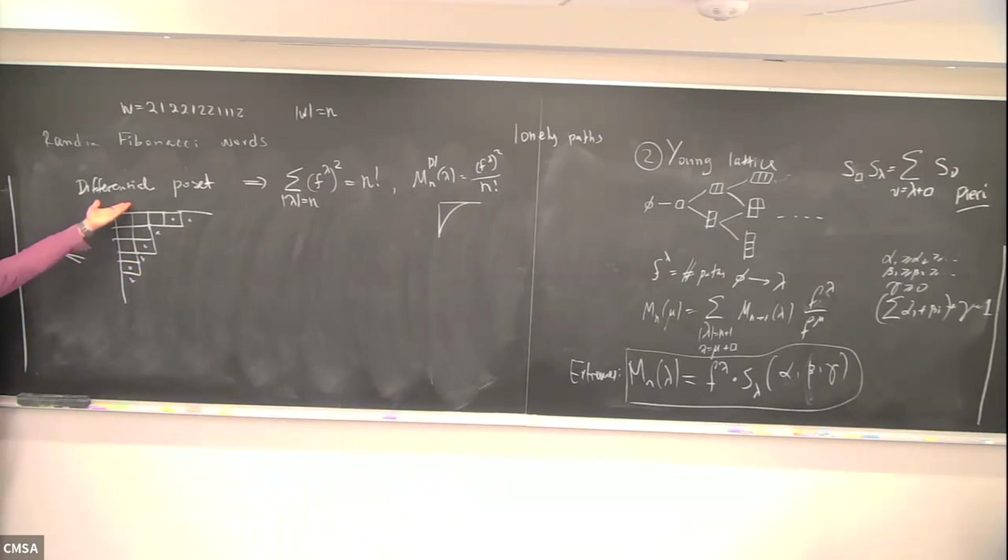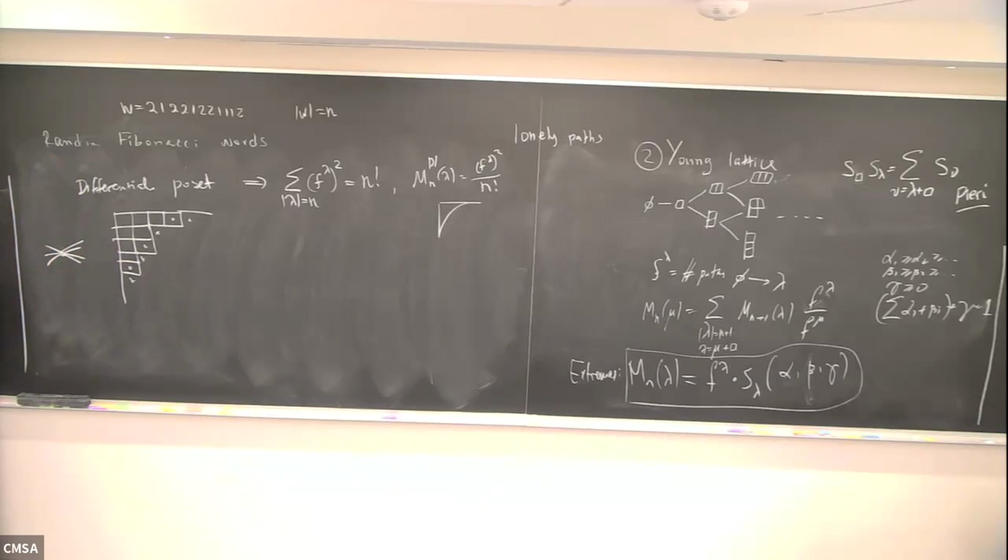Now, on one hand, it has all these connections, but on the other hand, it purely follows from the differential poset property. Now the question is, why do we need to define the notion of a differential poset if we only know one example, the Young lattice? Well, it turns out there is another example, which is the Young Fibonacci lattice. And for that, we also have the differential poset property and Plancherel measure.